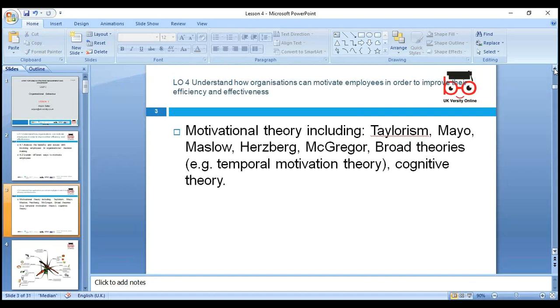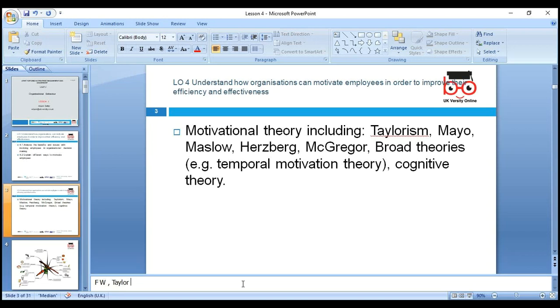We pick some theories, like F.W. Taylor, Frederick Taylor. He was known as the father of management in the scientific school of management, and he gave the time and motion study. He said that if you pay people according to piece rate, in a manufacturing company, if you make more, we pay you more, people will be motivated.